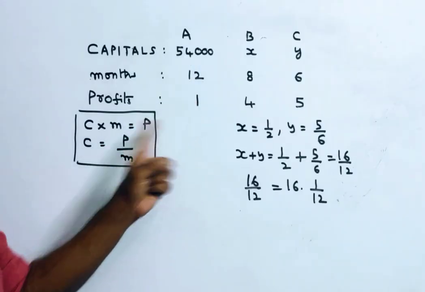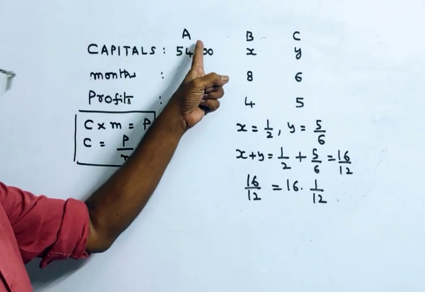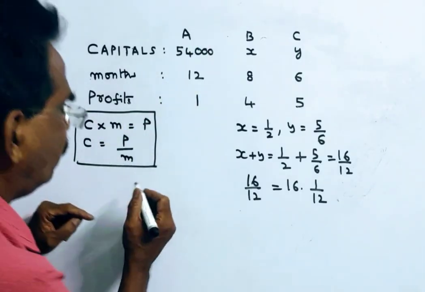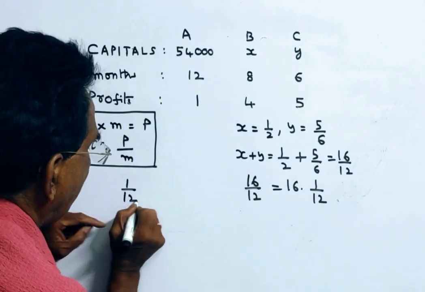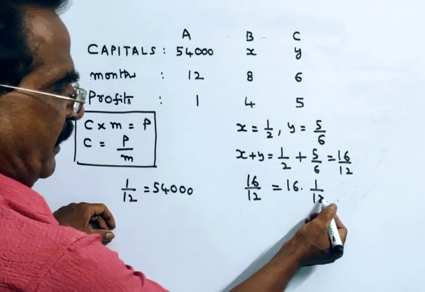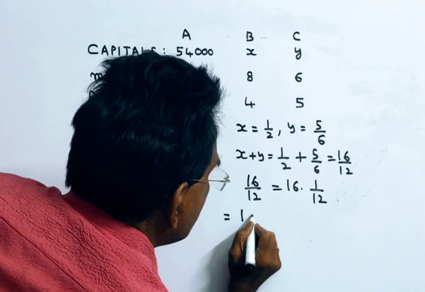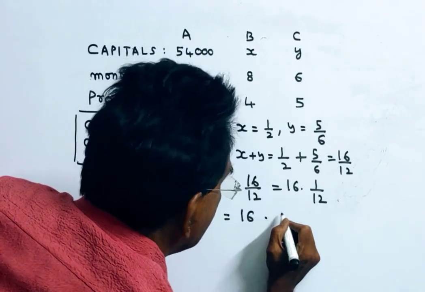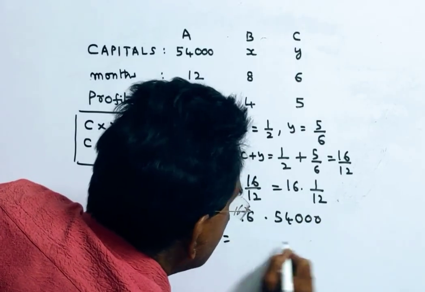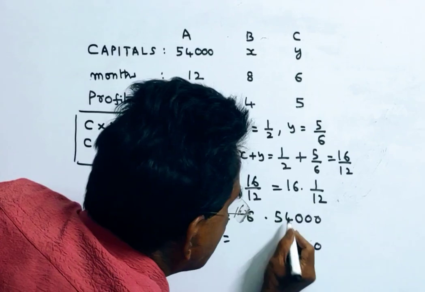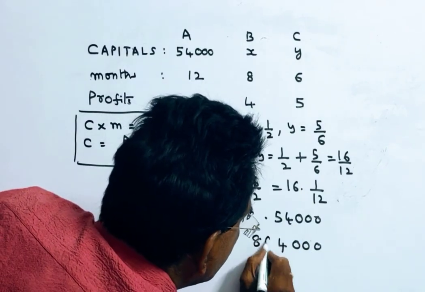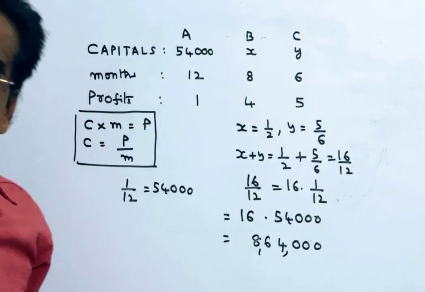Friends, coming to A, capital 54,000 is equal to profit by months, 1 by 12 is equal to 54,000. Let us substitute 1 by 12 here. So the sum of the capitals of B and C is 16 into 54,000. 16 4s are 64, 16 5s are 80, plus 6 makes 8,64,000, friends. Thank you.